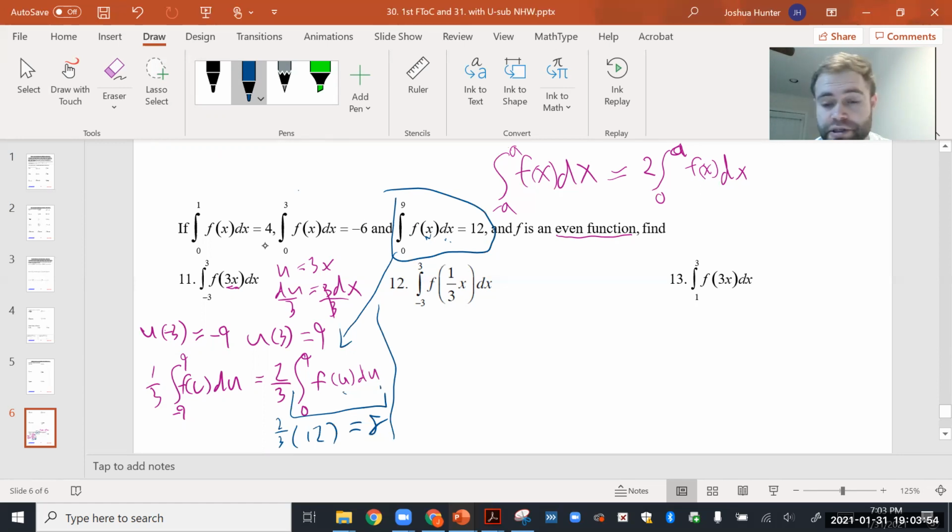Number 12 is pretty much exactly the same. So I'm going to skip 12 since it's pretty much the exact same method as 11, and I'm going to do 13, slightly different than 11 and 12. On 13, we're going to do some of the same stuff in that we will do u substitution. So I am going to call u equal to 3x like before, and du would then be 3 dx. We would divide by 3.